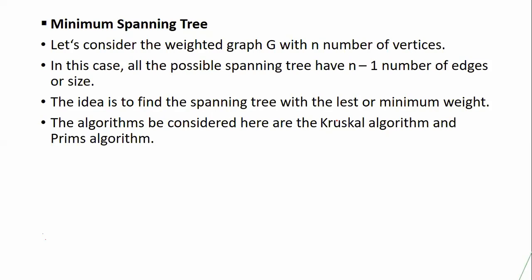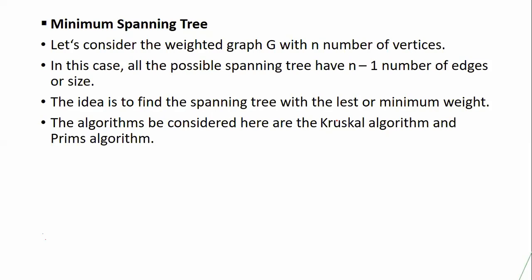So let's consider the weighted graph G with n number of vertices. In this case, all the possible spanning trees have n minus 1 edges. You know why it is n minus 1. If you have n vertices, then the spanning tree must have n minus 1 edges.